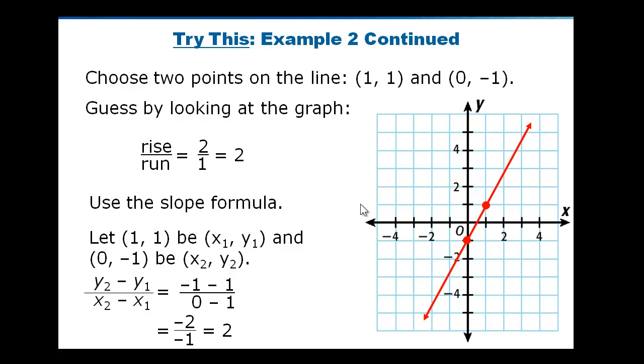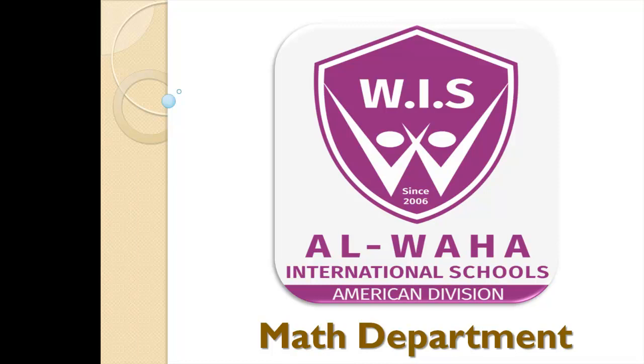Okay, when I make rise over run, I draw a triangle and count how many squares in the y direction and how many squares in the x direction. It will be 2 over 1, which means 2. At the end, wait for the next video to solve our book.